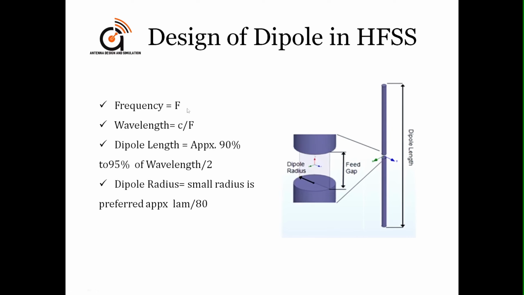So let us take frequency f. So wavelength will naturally be equal to c by f, and the dipole length we are taking approximately 90 to 95% of lambda by 2. Why? Because impedance of dipole is around 73 plus j45. So we want to reduce this j component. In order to reduce this j component, we have to decrease the size of dipole by around 5 to 8%, which will give our approximate dipole length equal to 90 to 95% of lambda by 2. And dipole radius we are taking small, around lambda by 8.